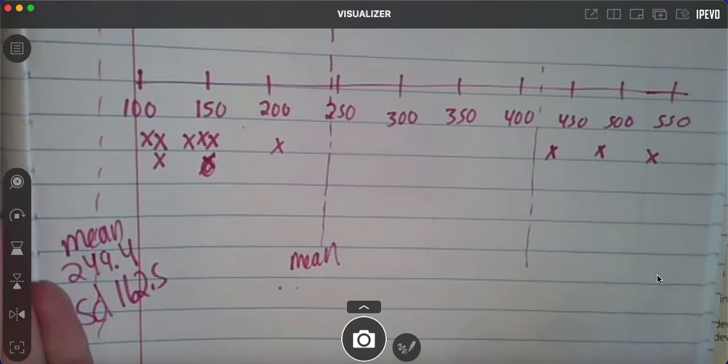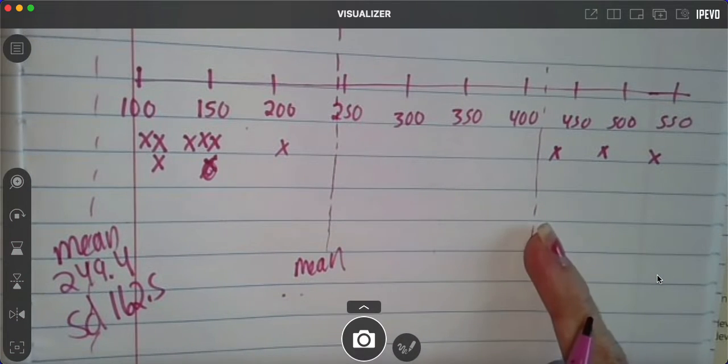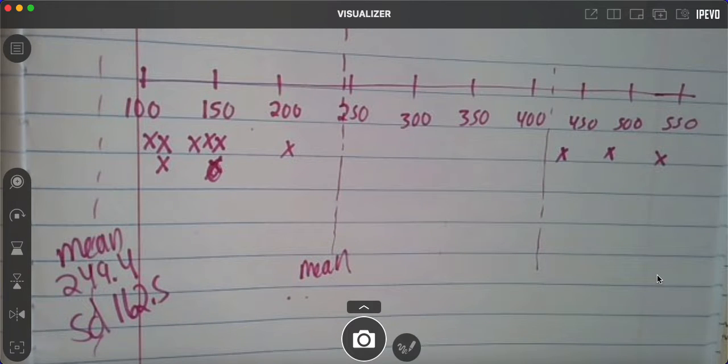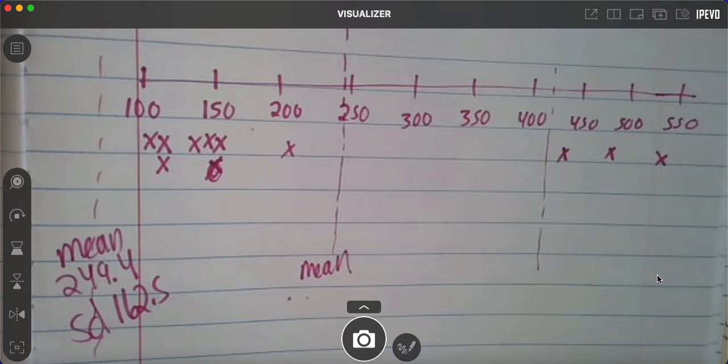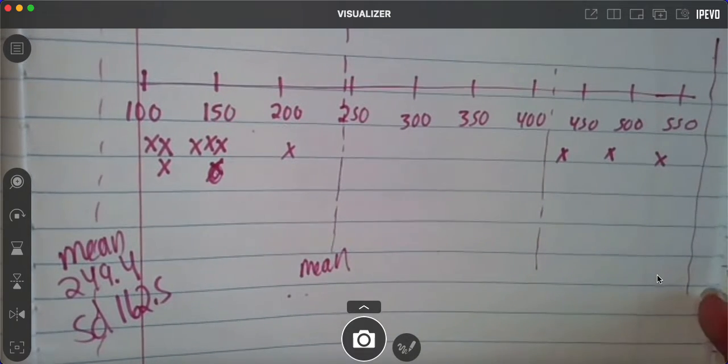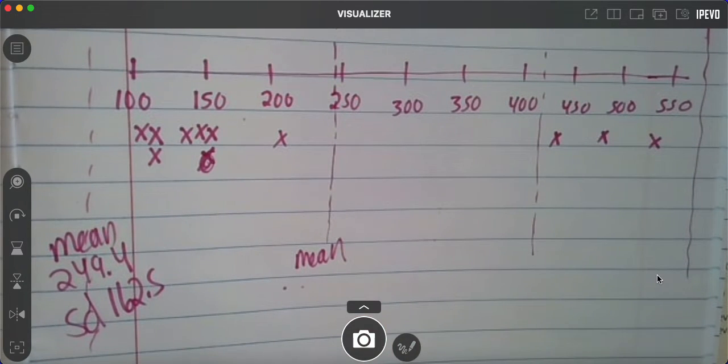Now, if I went out 2 standard deviations, hold on. If I went out another 162.5... Well, it says on the next part, if I went 2 standard deviations, does all my data fall within the mean? So I'm going to see. I'm going to add 162.5 again, and it goes to 574. So what would I say? Yes. All of my data is within 2 standard deviations.